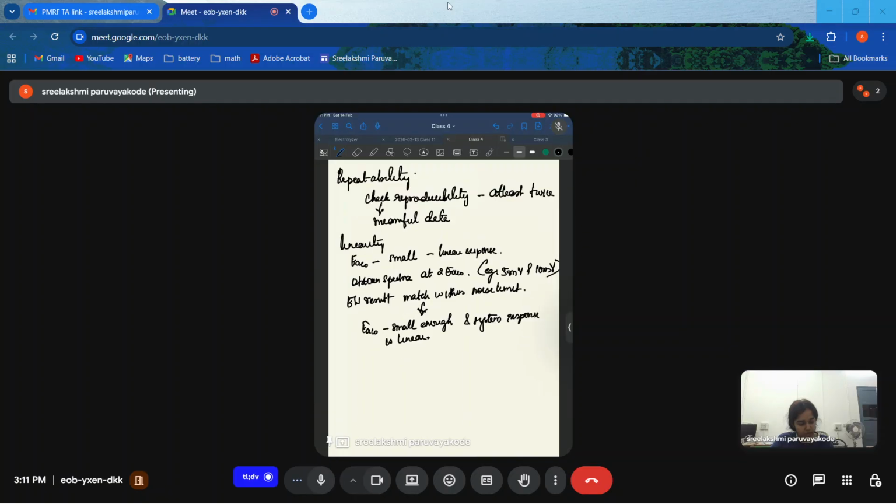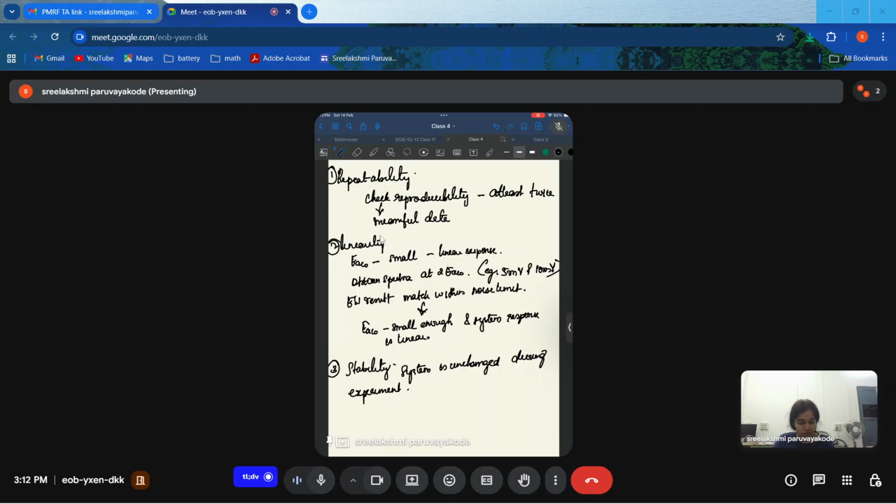So the next one is stability. Stability means we are assuming that the system remains unchanged during the experiment. That is, the system doesn't undergo any changes during the reaction period.